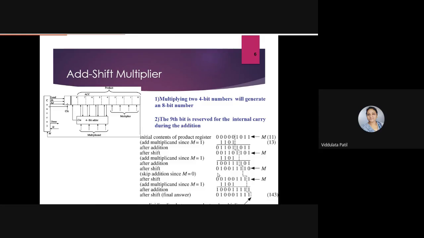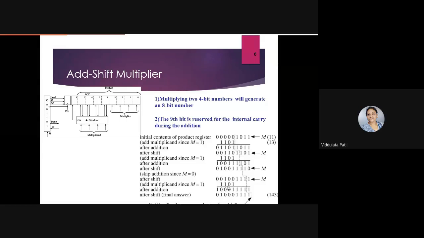So now there is no need to add. Okay, so go for skipping this step and just shift this number. Okay, so once you right shift this number you will get the answer that is 001001111. Okay, now in this step you are getting m is equal to 1.